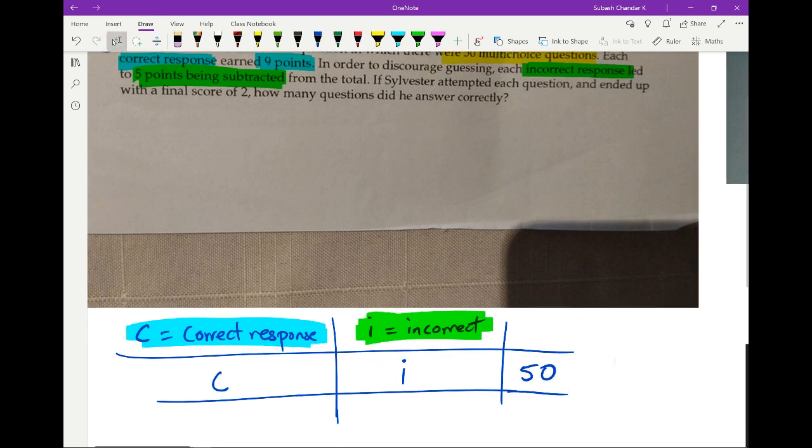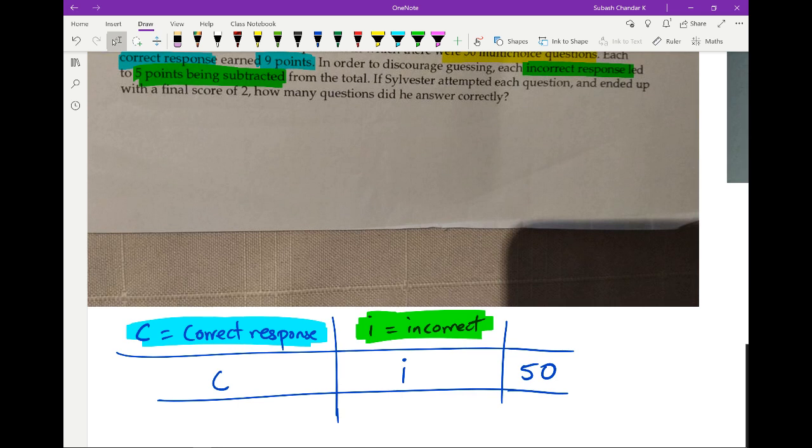And then the second one is he's actually got a score. So this is the number of questions, and then this is his score. Now for score, he gets 9 points for every correct response. So that's going to be 9C.